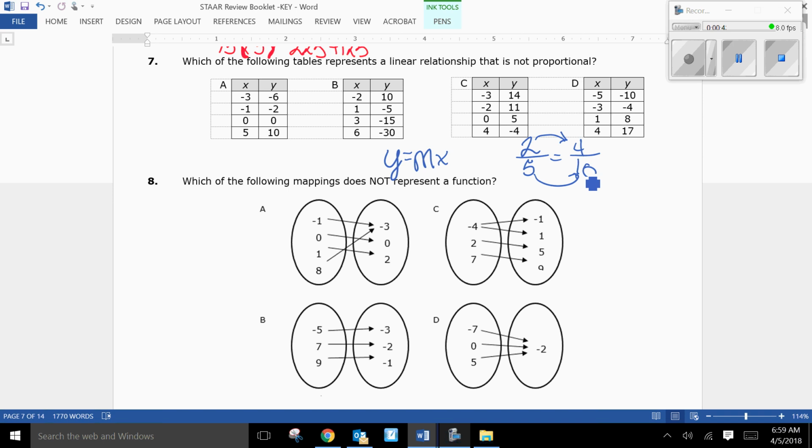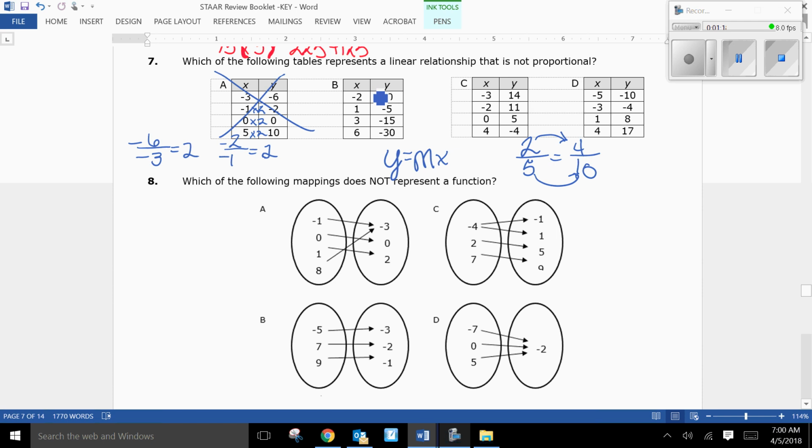Okay, so there's lots of ways to check this. I'm looking at -6 over -3 equals +2. So I'm putting y over x. -2 over 1 is +2. So I should be multiplying by 2 each time. So if I go down and keep checking, -3 times 2 is -6. -1 times 2 is -2. 0 times 2 is 0. 5 times 2 is 10. So this one is proportional. So I'm going to get rid of that.